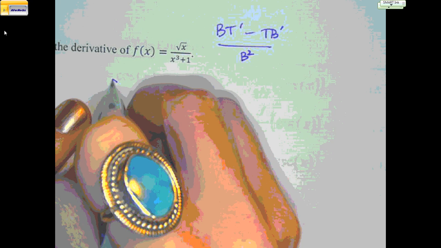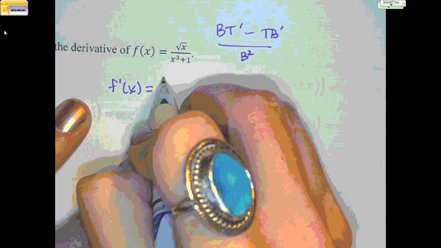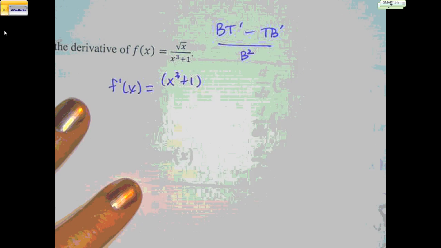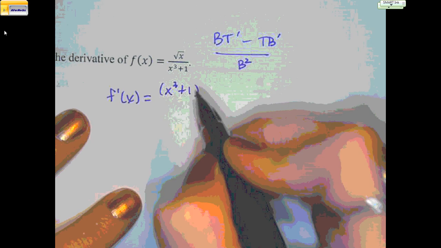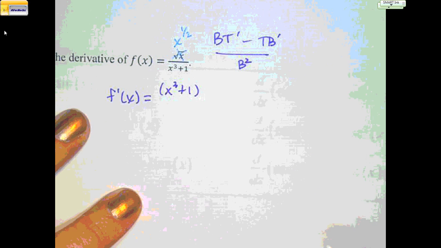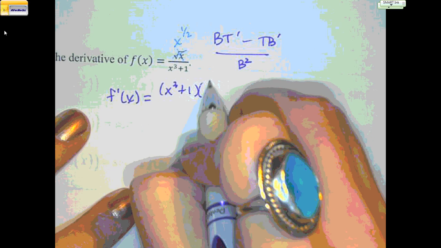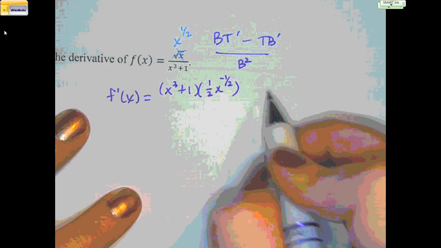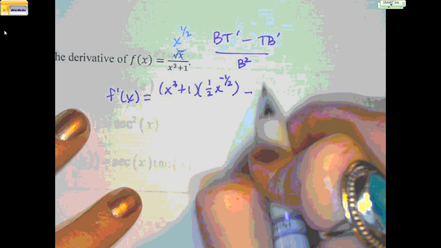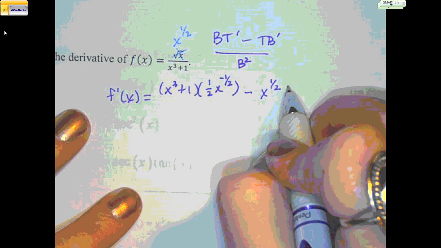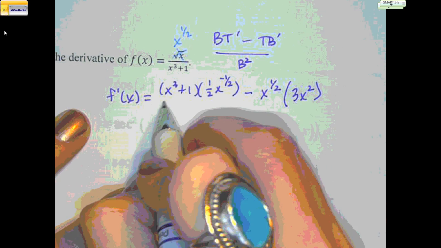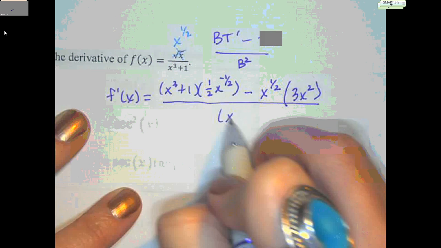So here we go. The derivative of f of x is Booker T, bottom, so x cubed plus 1, times the derivative of the top. Now before we find that derivative, what should we probably do to the top? Yeah, let's rewrite this as x to the 1/2. So the derivative of the top is 1/2 x to the negative 1/2. Yay. Minus Taco Bueno. So the top is x to the 1/2 times the derivative of the bottom, which is 3x squared. All over the bottom squared.